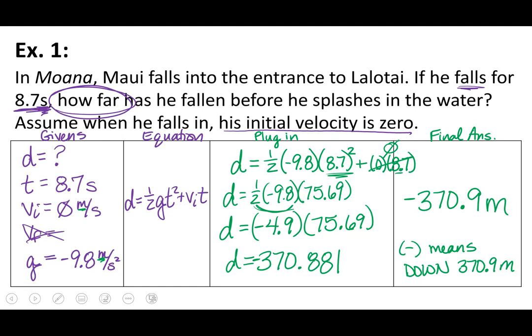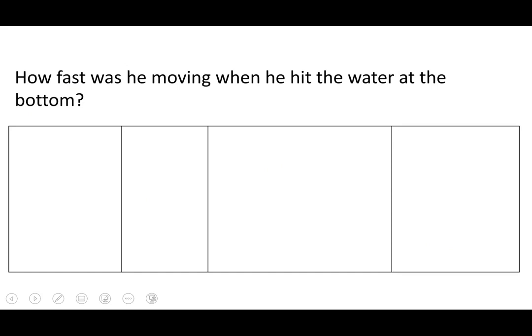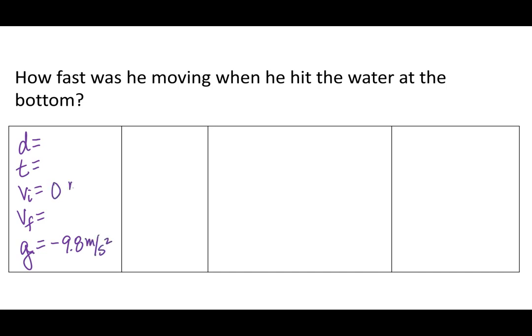All right, let's do another one. This one is, how fast was he moving when he hit the water? So this is a second part to this Maui problem. So what I'm going to do is go back to my physics color. D, T, VI, VF, and A. A is G, negative 9.8. VI is still 0 meters per second, and T is still 8.7 seconds.